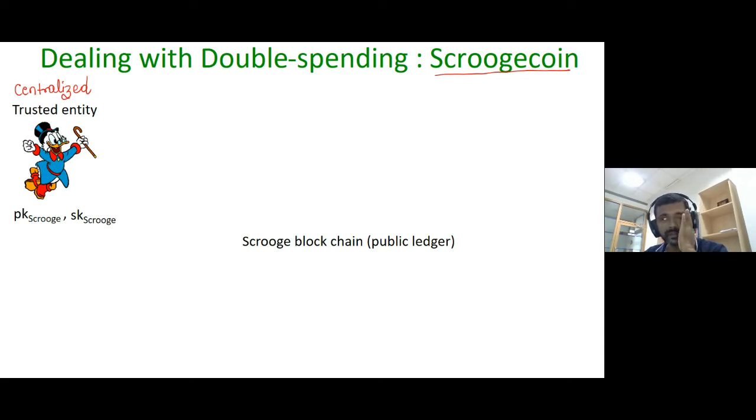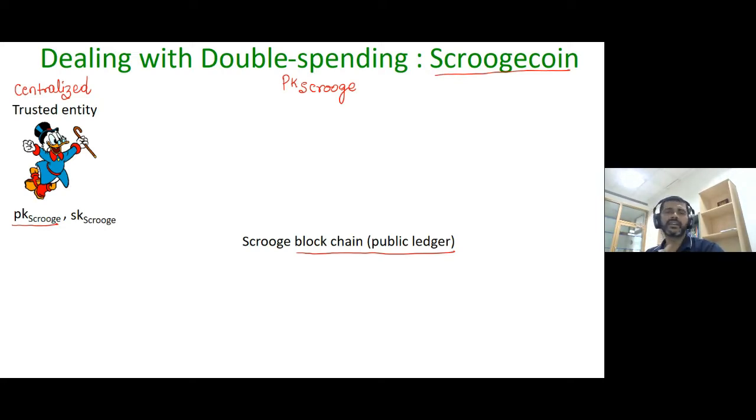But now we will increase the involvement of Scrooge. Earlier, Goofy's involvement was only to mint coins and distribute them to the users of the system. But now the participation of Scrooge will be more in this new system. Again, Scrooge will make his verification key available in the public domain. But apart from that, Scrooge will maintain a blockchain, which will consist of all the transactions which have happened in this system called Scrooge coin.